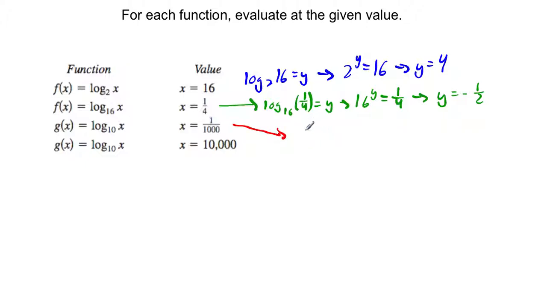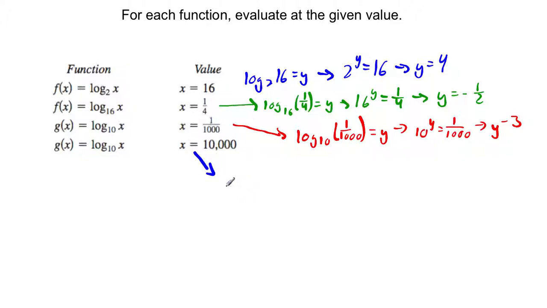For this third one, I'm going to have log base 10 of 1 over 1,000 is equal to y. So we can say that 10 to the y is equal to 1 over 1,000, just like I had before. 10 to the third would be 1,000, so 10 to the negative third is 1 over 1,000.